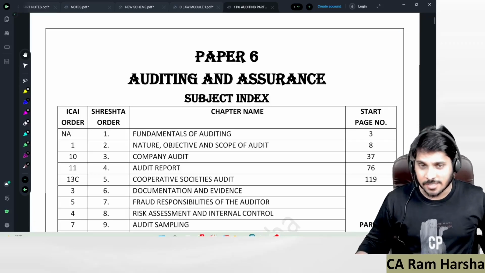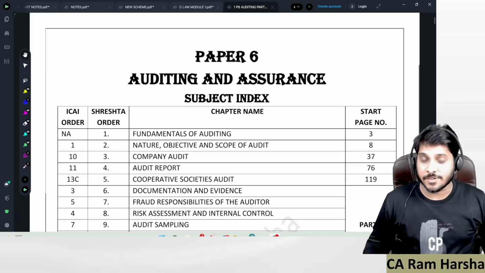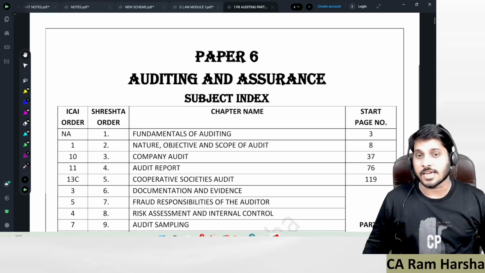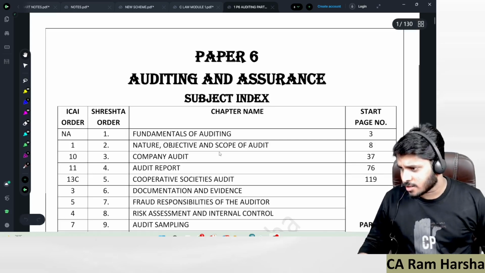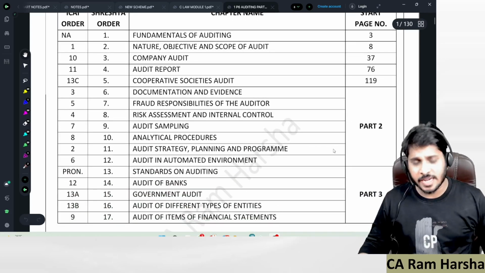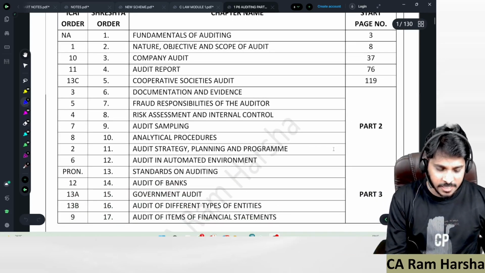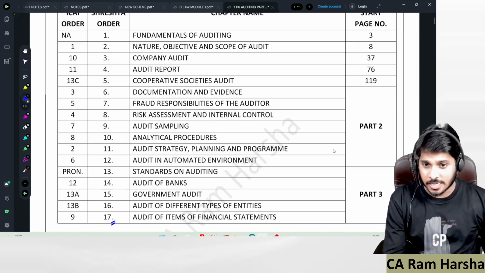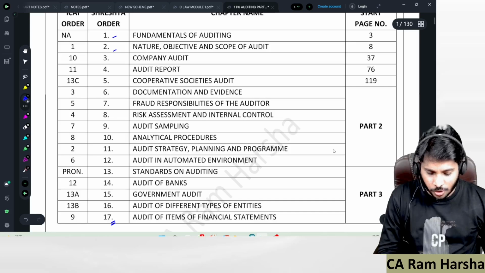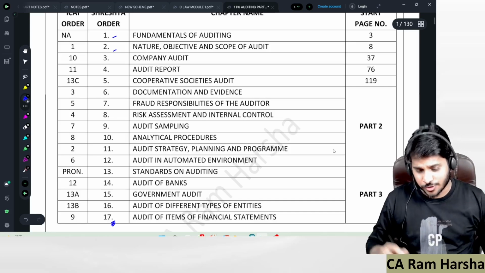So, hi guys. This is the first session in CA Inter Paper 6, Auditing and Assurance of Group 2. If you look at the subject, we have 17 chapters in total, like 1, 2, 3, all together up to 17 chapters.